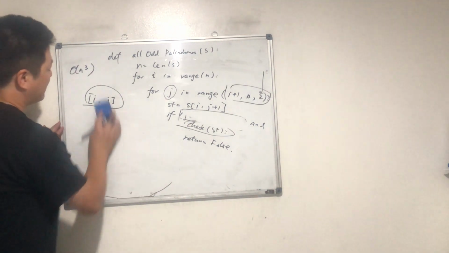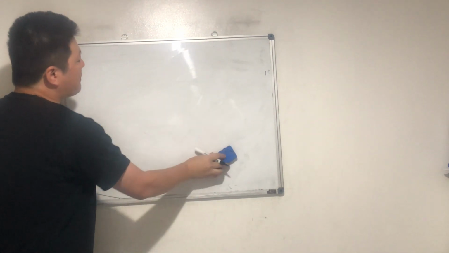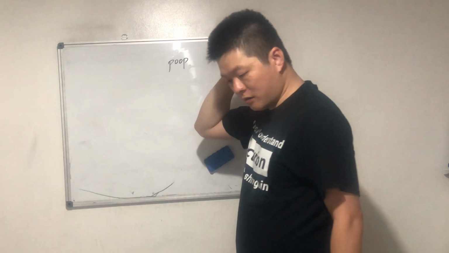Okay, so how can we improve it? Can you give me a few palindromes which are even size? Any more? Any more?